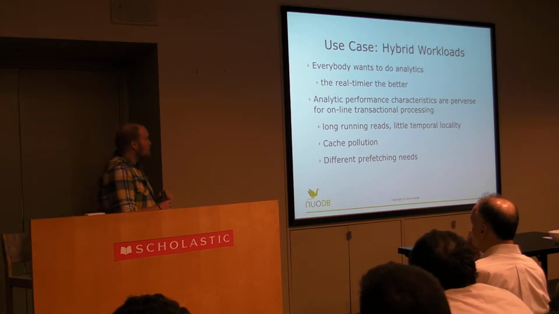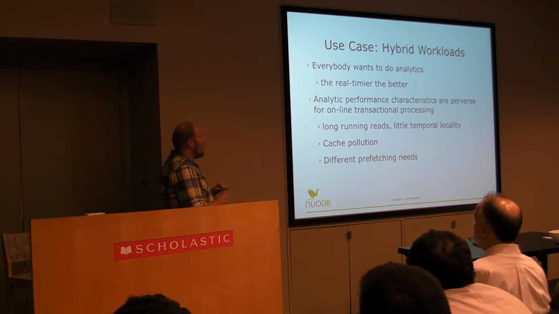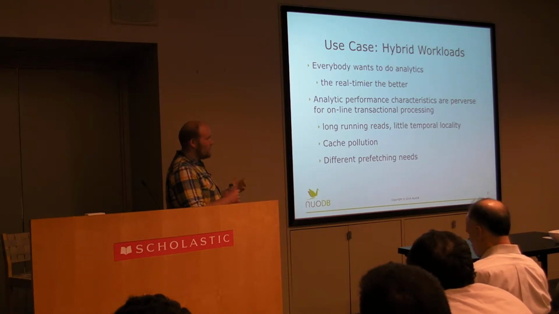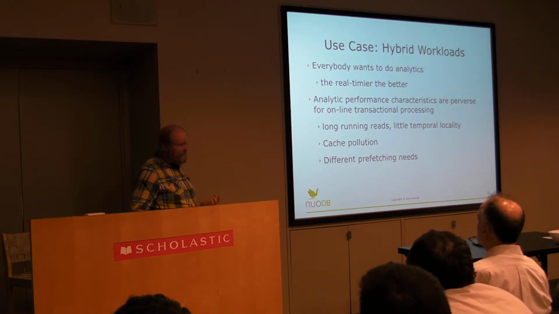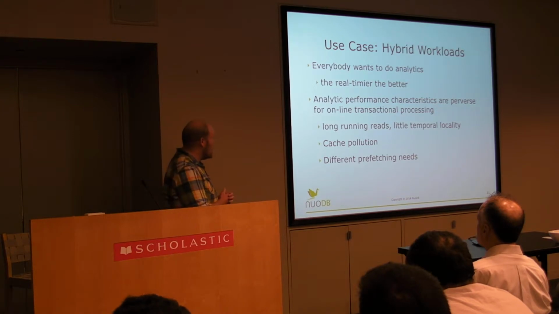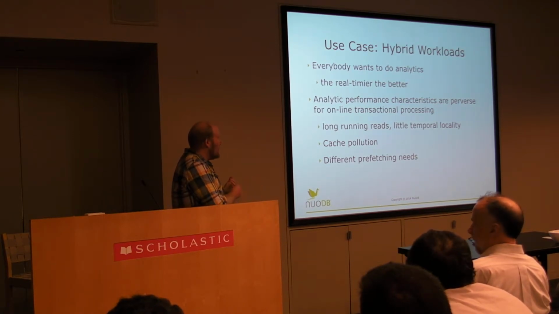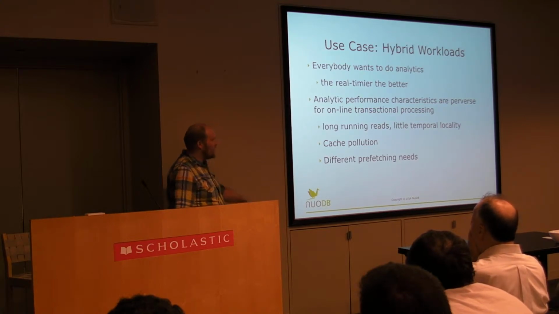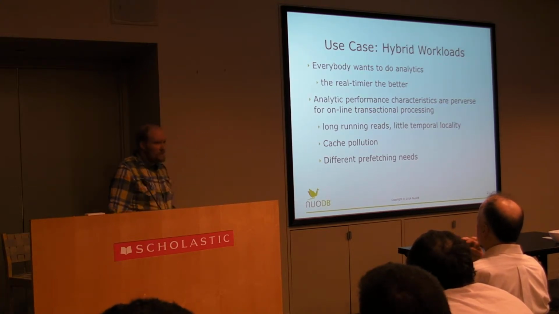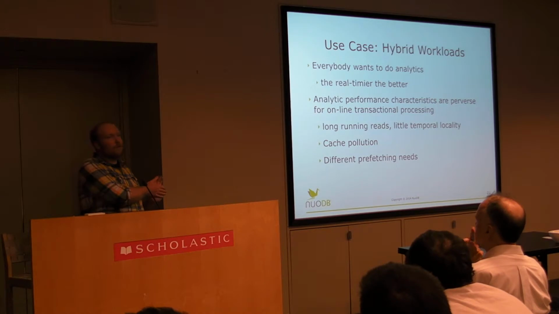So another use case that people are starting to talk about is the so-called hybrid workloads. Basically this is online transaction processing and analytics against the same data. Everyone wants to do analytics, and they want them to be as real-time as possible. The problem with this is that analytic performance characteristics are perverse for online transactional processing. A lot of analytical queries are going to want to read through everything.